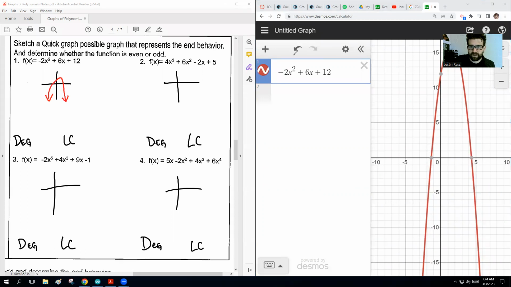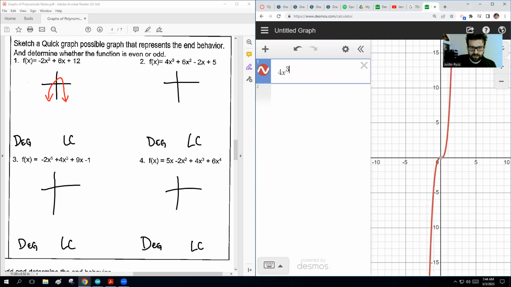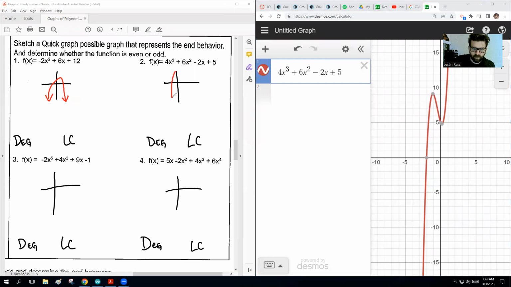All right, next one. Let's change this up here. We got 4x to the 3rd plus 6x squared minus 2x plus 5. Okay, so that goes up and then wiggles and comes up, wiggle up.